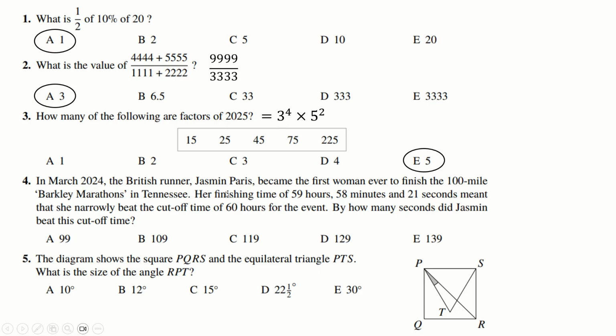Yeah, this person ran this thing in this time. That's 1 minute and 39 seconds short of 60 hours. That's 60 seconds. 60 plus 39 is 99.